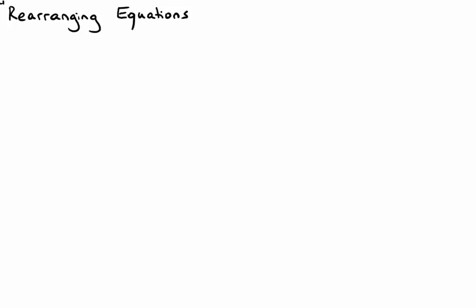The first one is that if you're given an equation and the thing that you actually want to calculate is not the subject of the equation, so it's not the one that says this equals something else, then you need to work out which one you want to make the subject and aim to get that on its own.